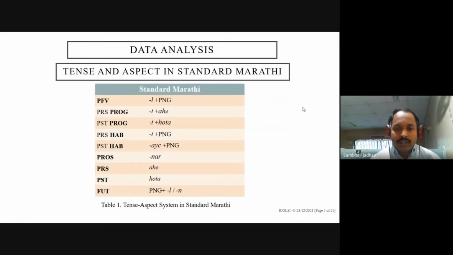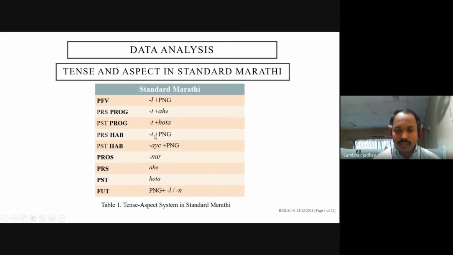Now let's see the data analysis section, where I will first talk about tense and aspect in standard Marathi. Marathi is said to be an aspect-based language, where aspect is more important than tense. You can see here la plus agreement for perfective, ta plus present tense auxiliary for present progressive, and ta plus past tense auxiliary for past progressive. Only the progressive marker with the present tense gives this complete construction, which gives you the progression in that particular tense.